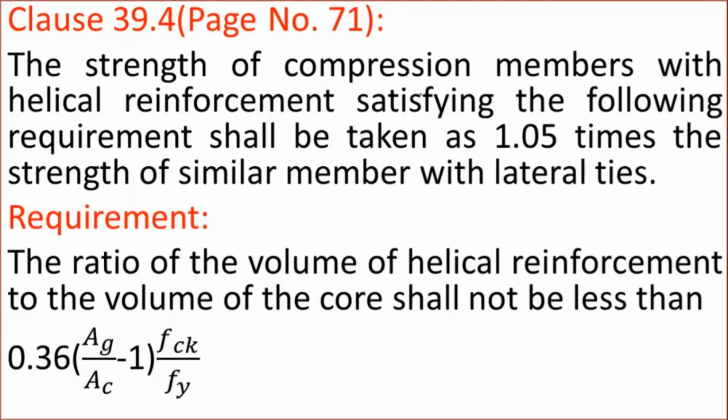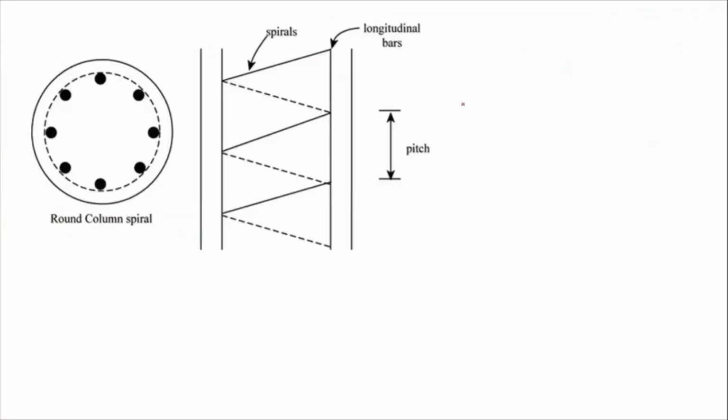Next clause is related to helical reinforcement. What is this first clause? The strength of compression member with helical reinforcement. That means you have designed a column using helical reinforcement.